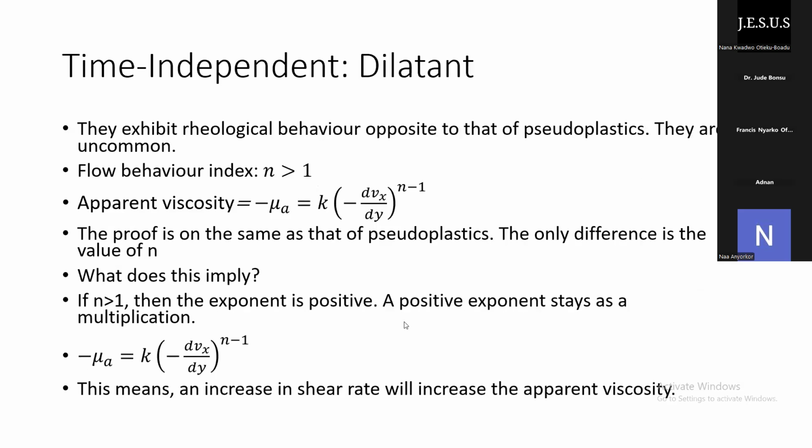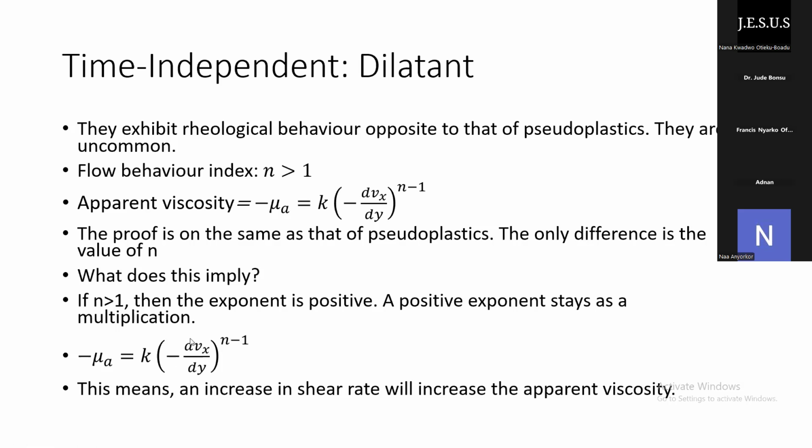And still another time independent, you have the dilatants. I said that pseudoplastic and the dilatants are like two opposites. Whilst the pseudoplastic has the n less than 1, the dilatants have their n being greater than 1, and they all follow the power law. As such, the apparent viscosity will still have the same formula. But in this case, our n here is greater than 1, so this will be positive.